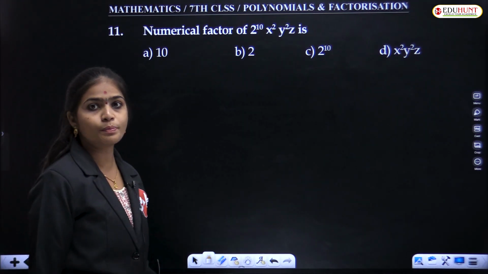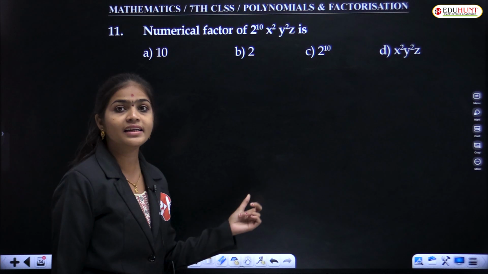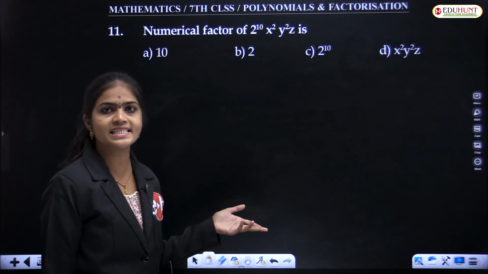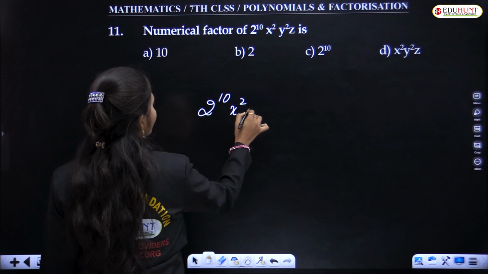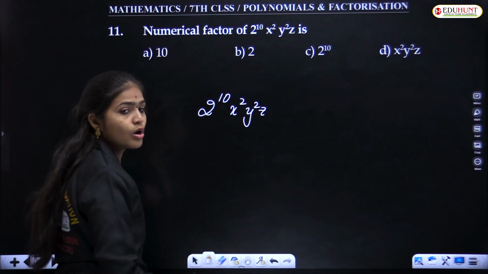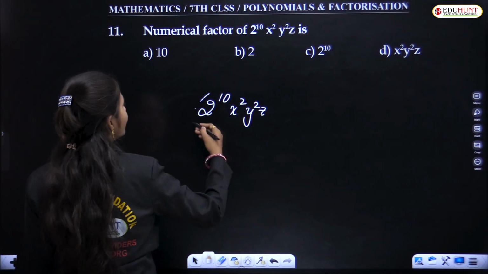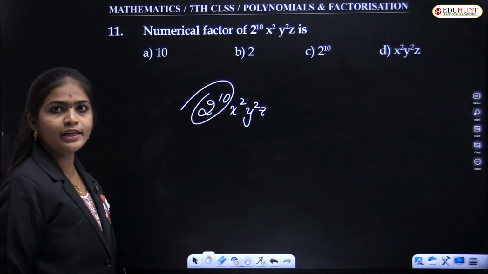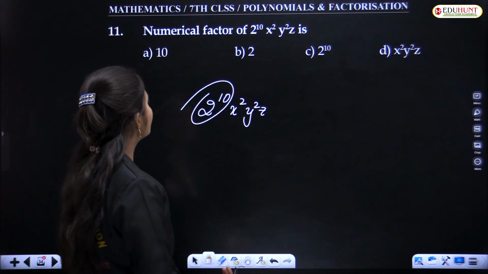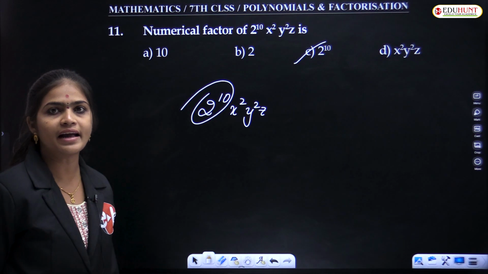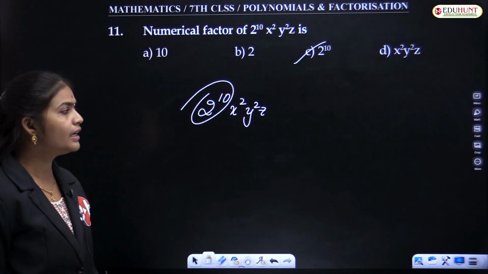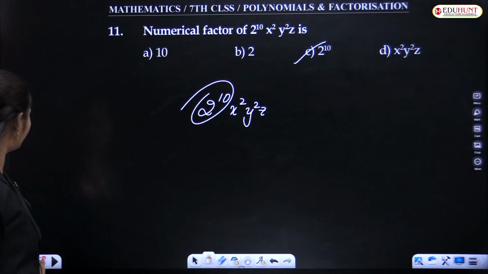Numerical factor. The previous question asked for the literal factor. Here, numerical factor means the constant values. In 2 power 10 x square y square z, what is the constant here? Yes, 2 power 10. It is a constant value only, the numerical factor, no? So 2 power 10 is the numerical factor of the given term. Okay, so let us see the next question.